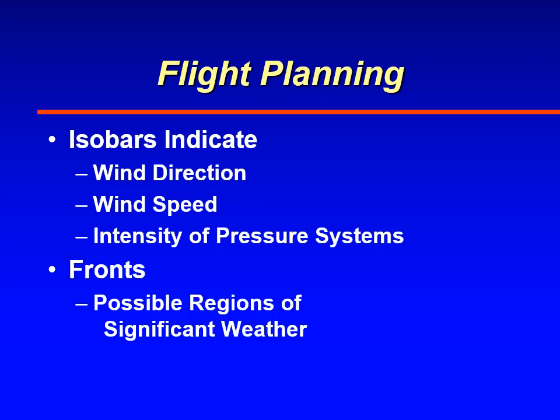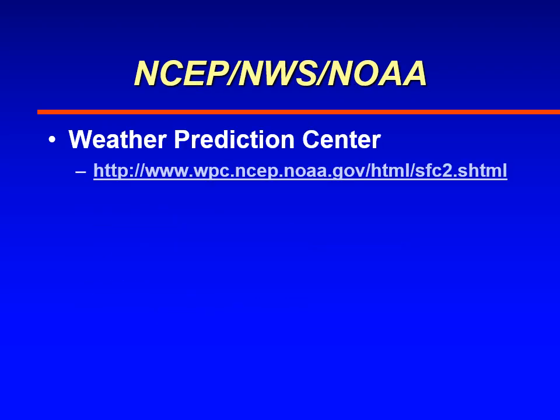So as I said, isobars give you an indication of which way the wind is blowing. Remember, the wind blows counterclockwise around a low and clockwise around a high. It blows in towards the low across the isobars because of friction. And the closer the isobars together, the stronger the wind speed generally is, and the more intense the weather system is. And of course, remember that fronts also indicate a change in temperature and a change in wind direction, and also possibly weather.